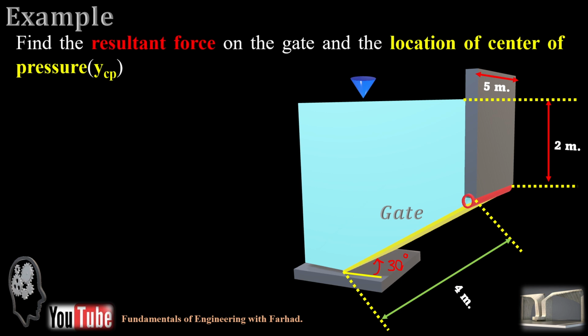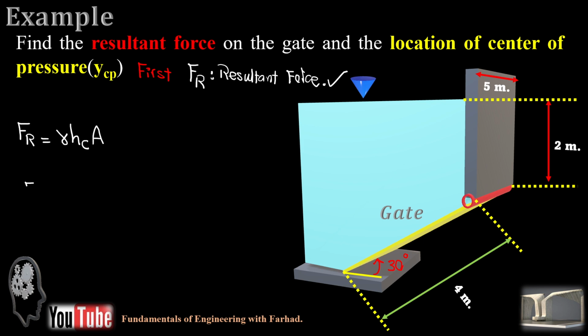In this fluid mechanics example, we want to calculate the resultant force on a gate shown below and also the location of the center of pressure, Y sub CP. So the first part is calculation of the resultant force, and the formula for that, F sub R, is equal to the specific weight of water times the height of the centroid.